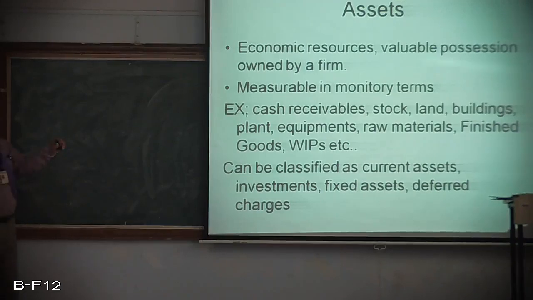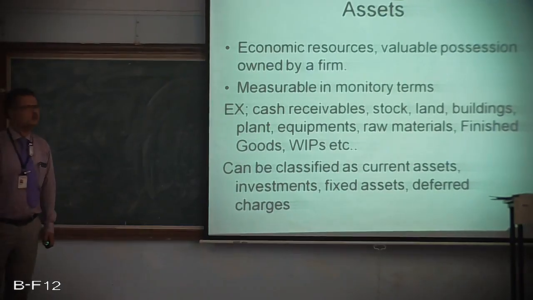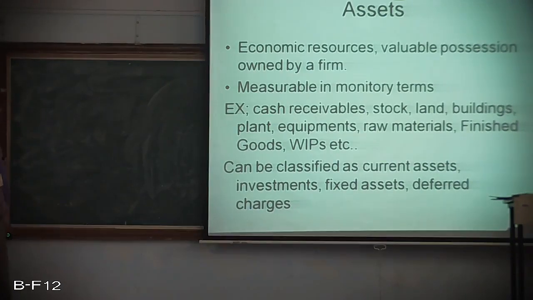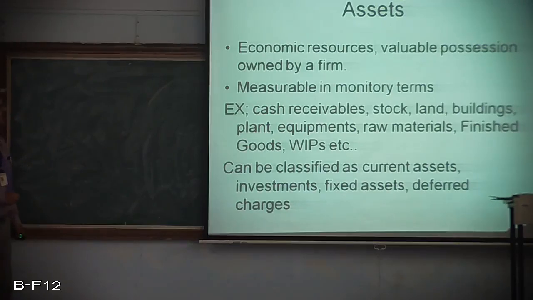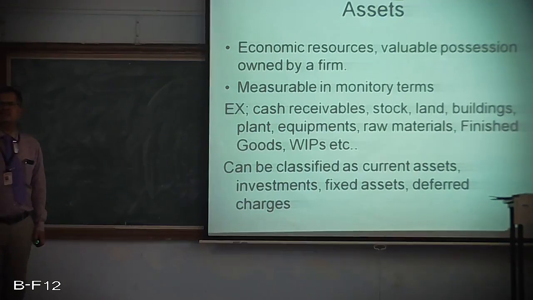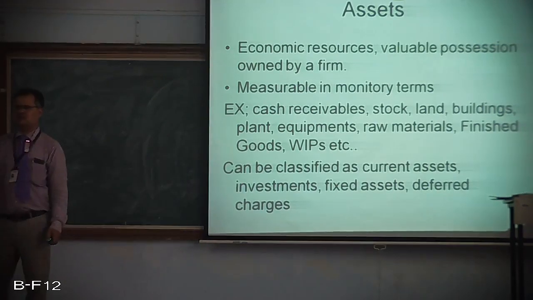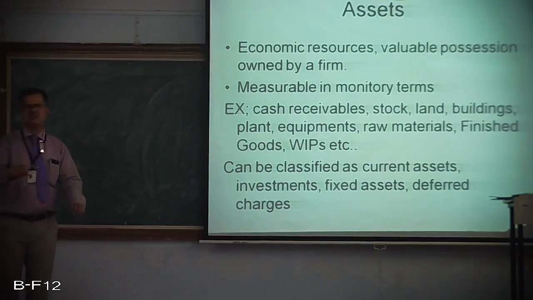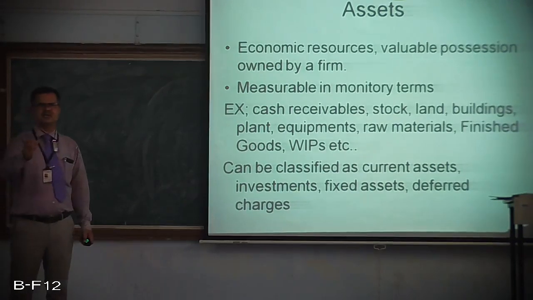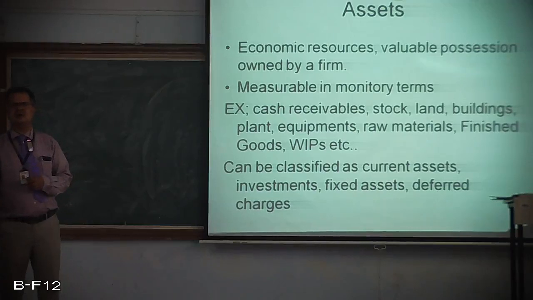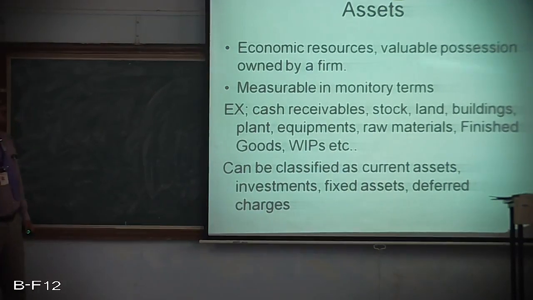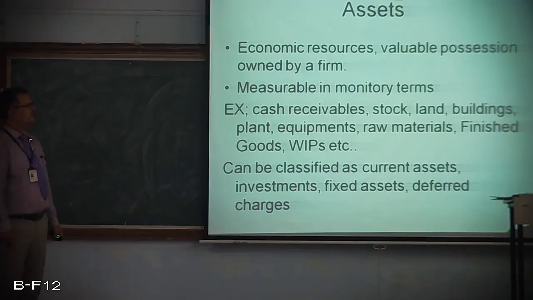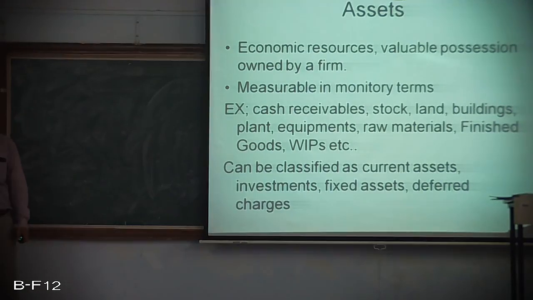Assets are the economic resources, valuable possessions owned by a firm. They are economic resources measurable in monetary terms. Remember, anything in the organization, whether it's equipment or material or raw material, should be converted into monetary terms. So they are called assets: economic resources, valuable possessions owned by a firm, measurable in monetary terms.